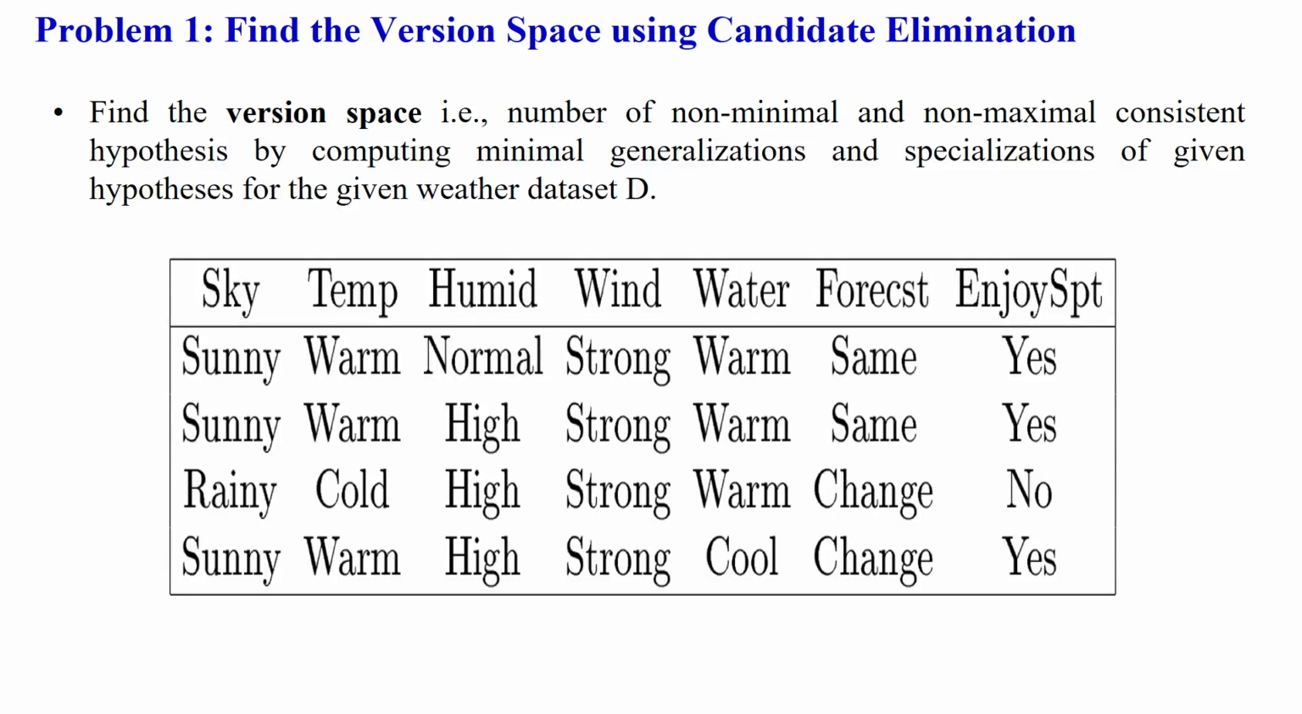Hi everyone, we will find the version space by using the candidate elimination algorithm, which will give you non-minimal and non-maximal consistent hypotheses by computing minimal generalization and minimal specialization of the given hypothesis space H for the given dataset. The weather dataset given here has 4 samples, and the target concept is also given here.